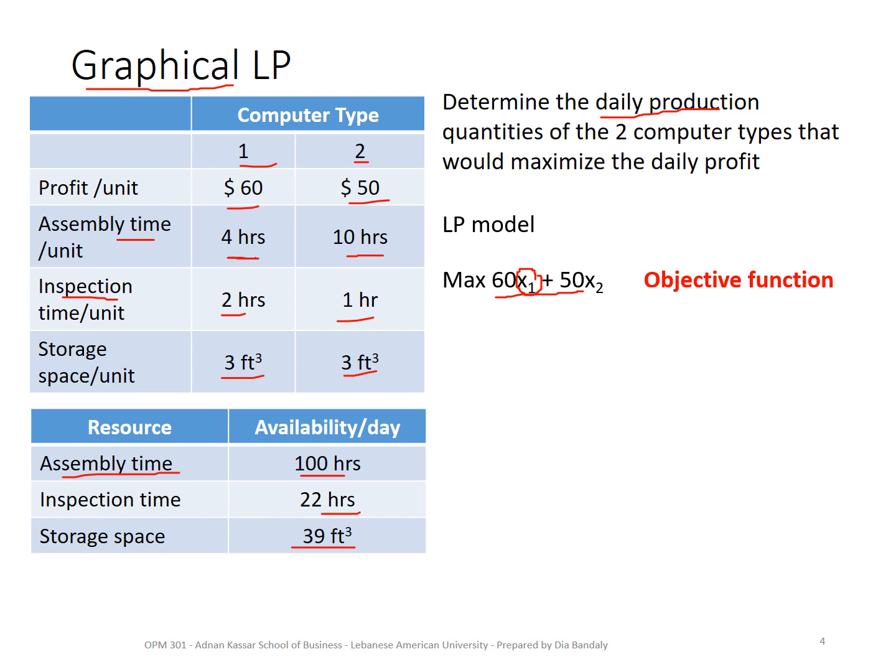My objective function, as we learned so far, is to maximize the profit. How do I calculate the profit? I multiply the number of computers to make, x1, by 60, plus 50 times x2, and I'm specifying that I want to maximize that.